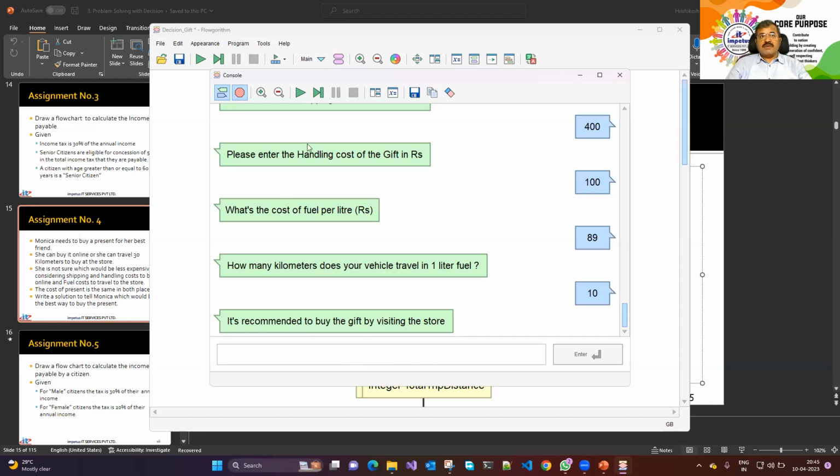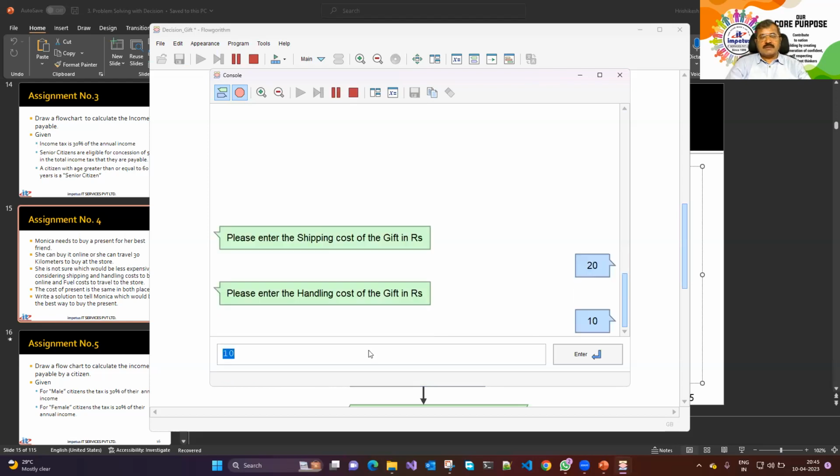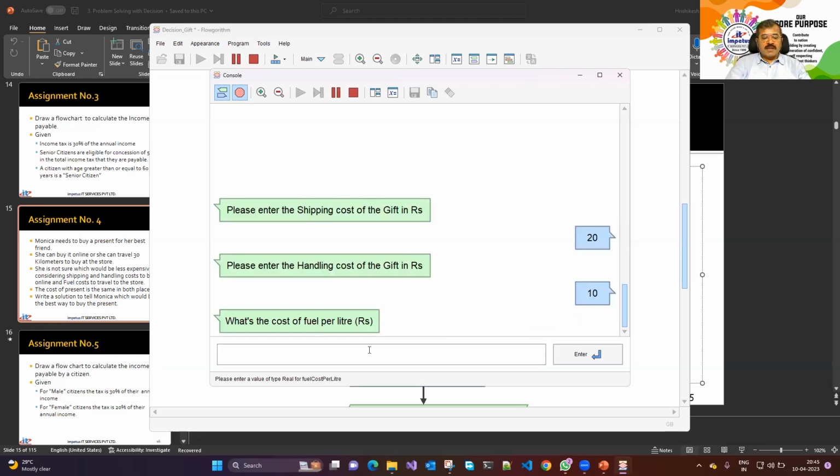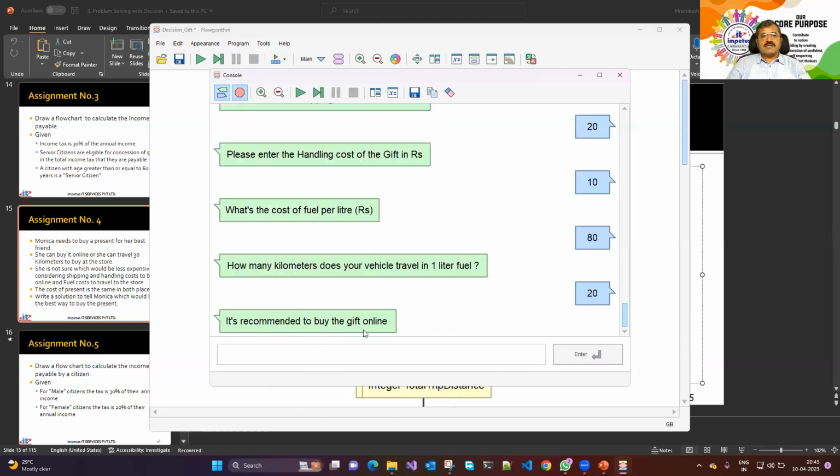But the scenario could have been different as well. So let's take another scenario. Let's say shipping cost is only 20 rupees, handling cost is only 10 rupees, and your fuel per liter is suppose 80 rupees, and the average is suppose 20 kilometers per liter. So here we require only 30 rupees. Now here it says it's recommended to buy the gift online. Okay, so both the cases are working.